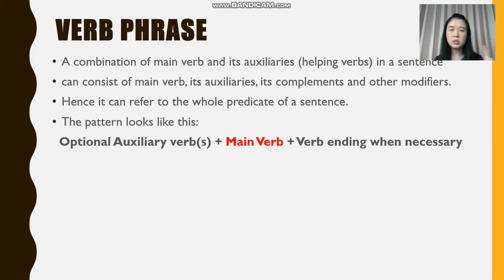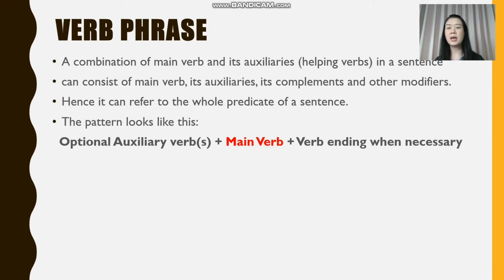Luckily, we don't have pronoun phrase because pronoun have to be used as a single word, okay? But next is the verb phrase. So think about the name, verb phrase. So the head word should be the verb, that's right. So this is the combination of main verb, can you remember? And its auxiliaries or helping verbs in a sentence.